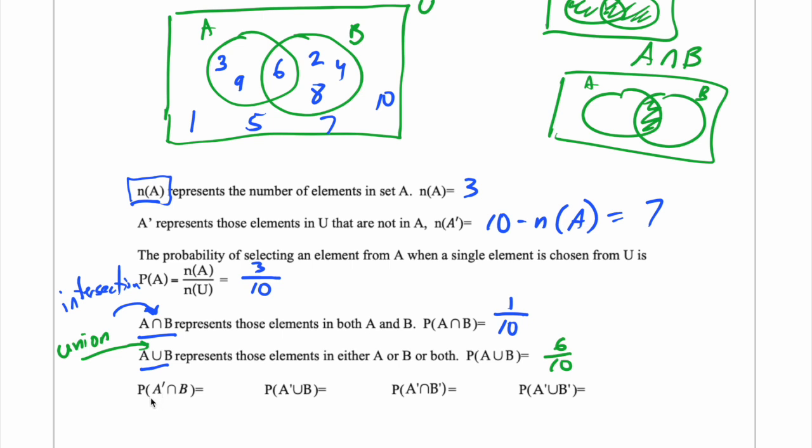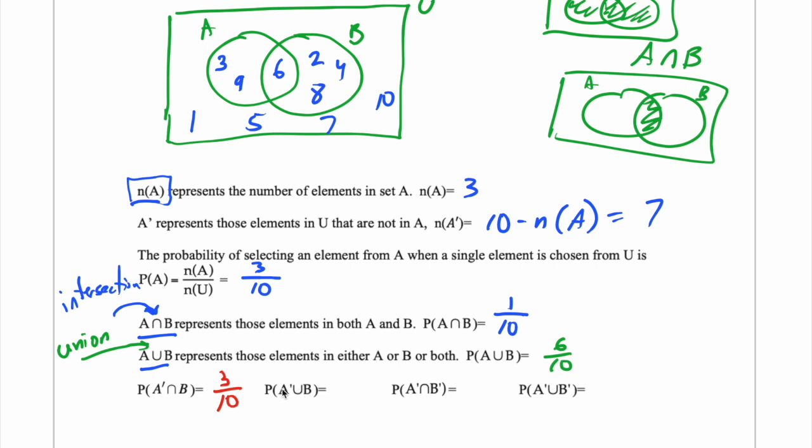Now for these next ones, the easiest thing to do is look at the Venn diagram. So these are elements not in A and in B. Don't forget this is the intersection. It can mean and. You can think of it as and. Not in A and B. Well, these are the elements in B, and the ones that are also not in A are these three elements right here. So it is 3/10.